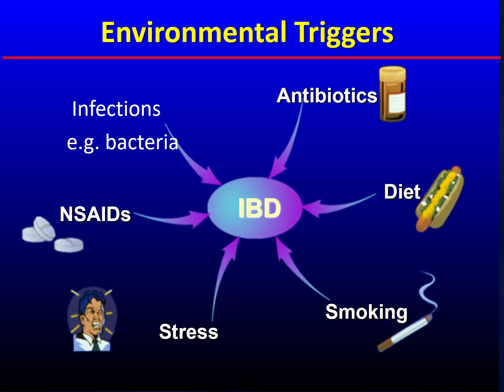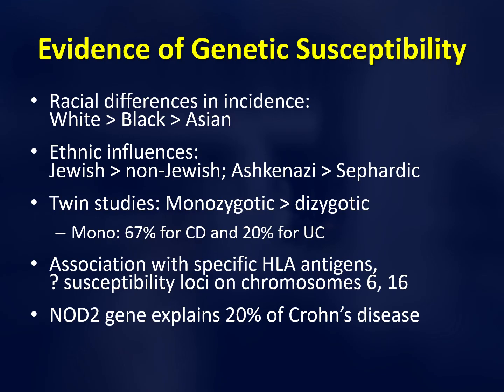And last but not least, if there is an environmental trigger that has been shown to act in all autoimmune diseases, and IBD is not an exception, this is stress. Stress has been linked to the activity or the development of multiple immune-mediated diseases, and inflammatory bowel disease is not an exception to that.